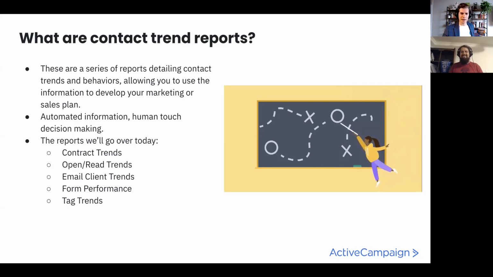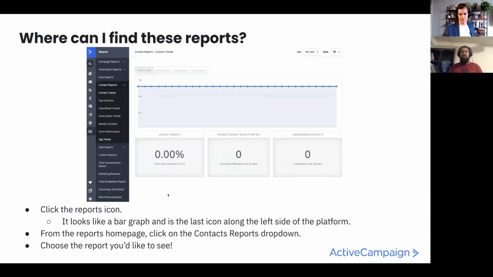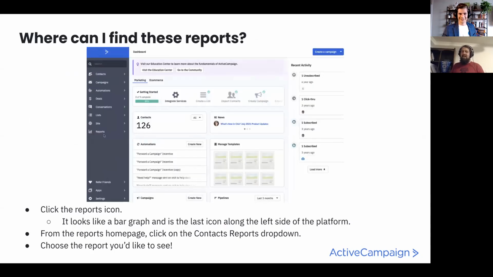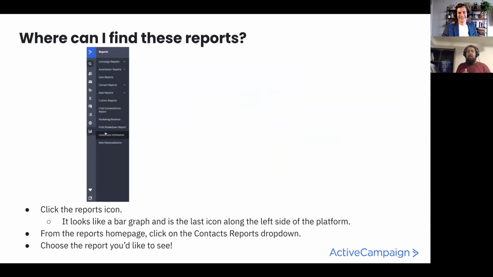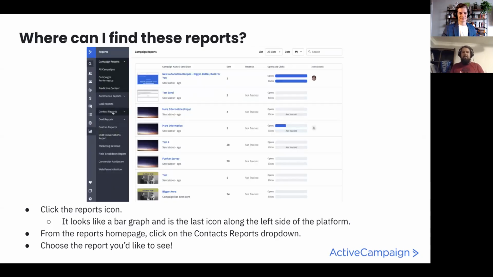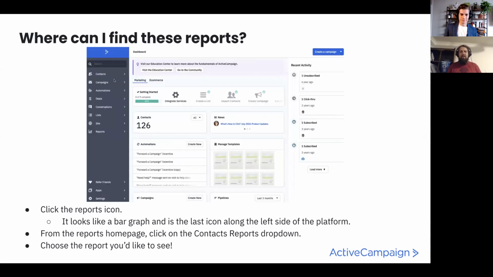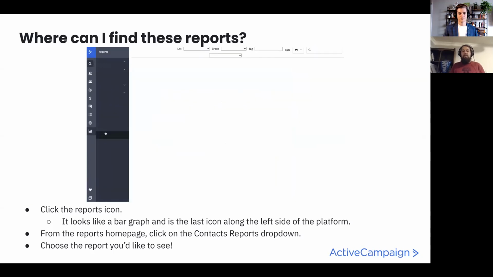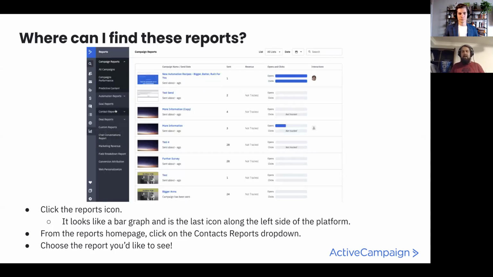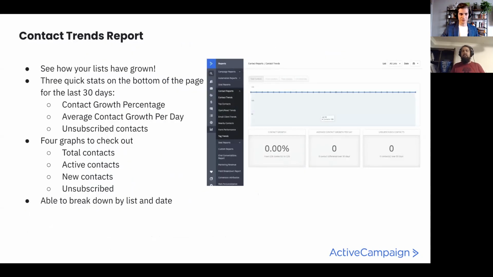And if you were to look at it, where would you find it? If you can't follow the GIF, you'd click the reports icon, which is going to look like the bar graph and is the last icon on the left side of the platform. From that reports homepage, you're going to click on the contacts report drop down. And from there, you choose which of the 7 reports you'd like to look at. All right, easy enough. We are going to cover 5 of them. So let's get into the first one here. Contact trend reports. Cody, take it away.